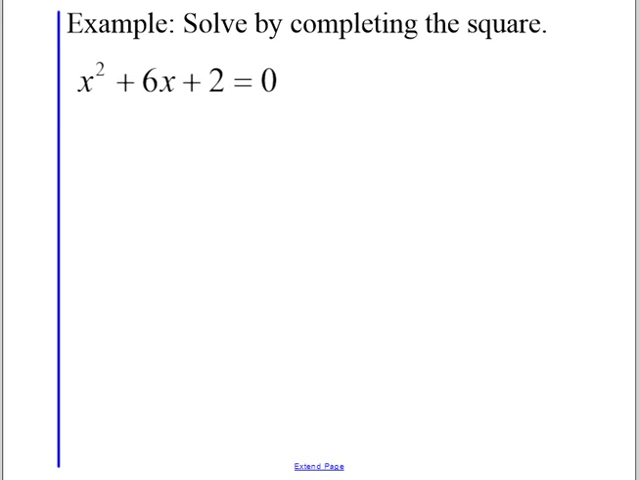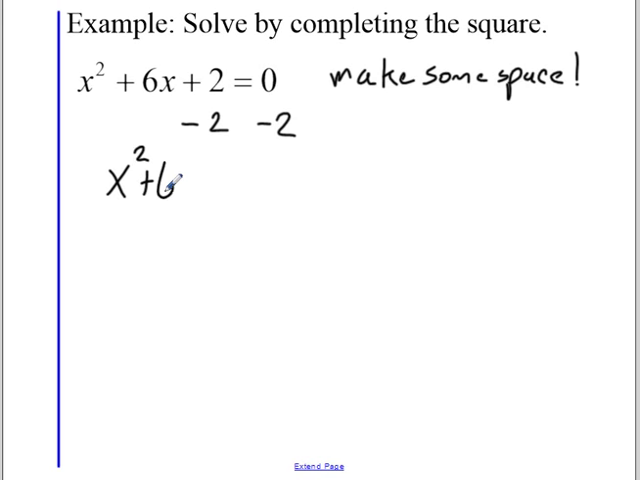Let's try this again and see what's different about a different set of numbers. So we notice that there's already a C number. This C number is definitely not the number that is compatible with the 6. So in order to make some space, we need to get rid of it. So we get rid of it by subtracting it from both sides. X squared plus 6x. Now I have some space where the 2 once was, and 0 minus 2 is -2.